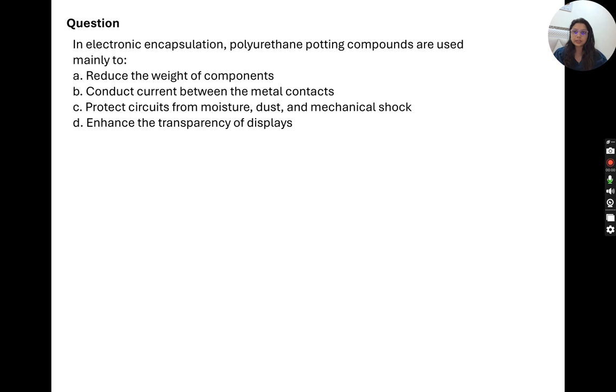The another question is: in electronic encapsulation, polyurethane coating compounds are used mainly to either reduce the weight of components, conduct current between the metal contacts, protect circuit from moisture, dust, and mechanical shock, or enhance the transparency of displays. So why can these polyurethane coating compounds be used?